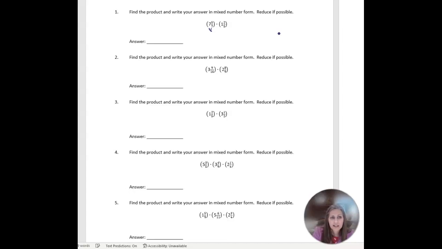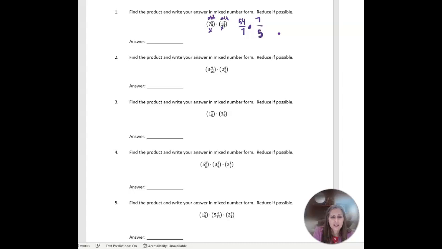So we could multiply 7 times 7, and then we could add 5. So we would add the top. 7 times 7 is 49, plus 5 is 54. So that would be 54 over 7. We would do the same thing here. 5 times 1 is 5. Add your 2, and that would be 7 over 5.